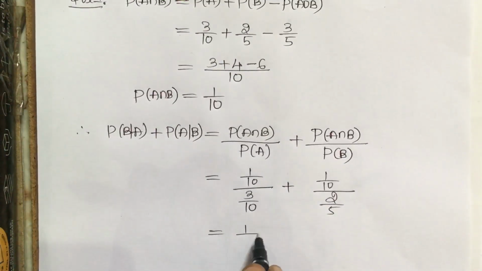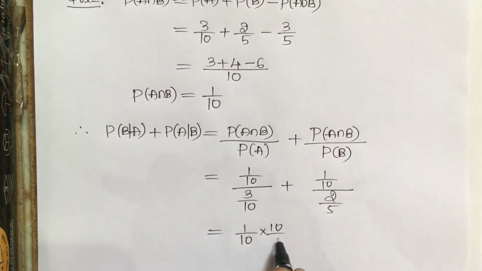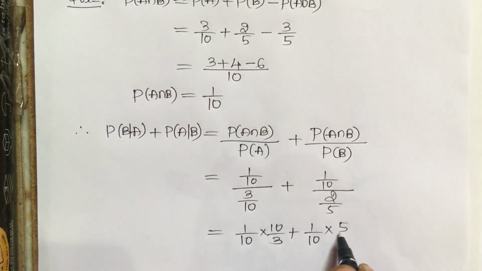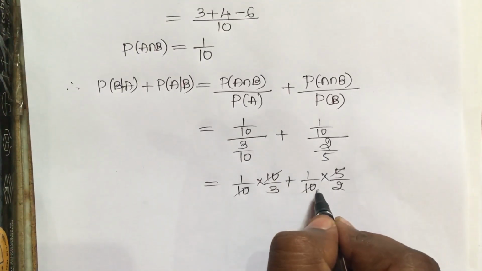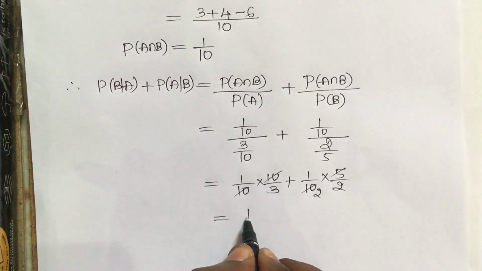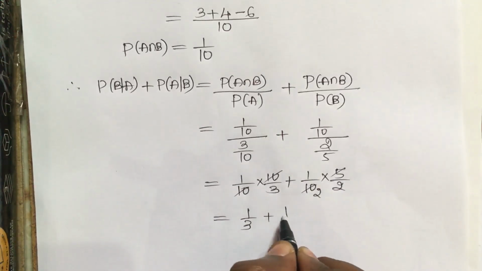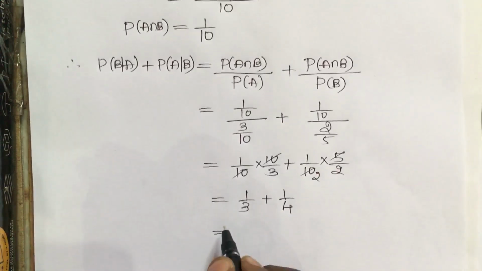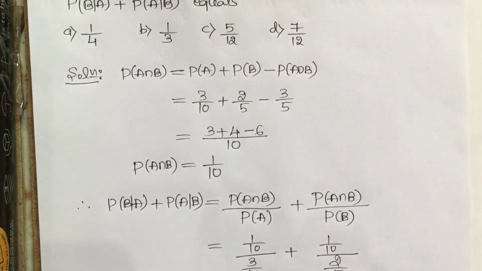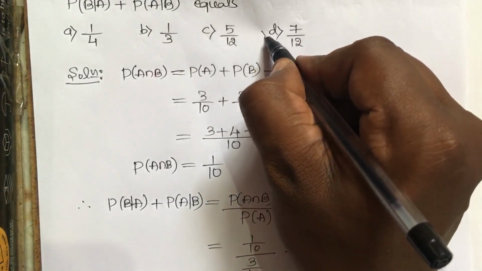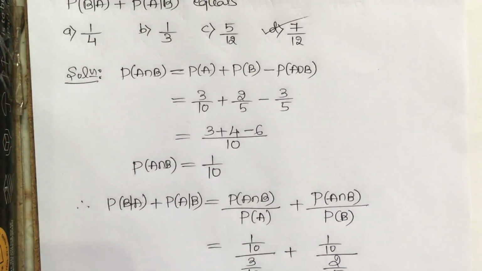Simplify this: 1/10 into 10/3 plus 1/10 into 5/2. So 10 and 10 get cancelled, 5 ones are 5, 2 fives are 10. So here we have 1/3 plus 1/4. The LCM of 3 and 4 will be 12, 3 fours are 12, 4 threes are 12, that will be 7. The numerator is 7. So the correct answer is option D. So this is all about the second question.